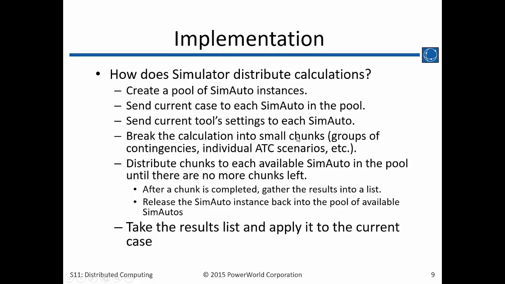You can tell it, for each type of problem that can be solved with the distributed computing, how big the chunk is. So 10 contingencies, for example, per process will go out. When a chunk is complete and sent back to the master process, then the master process will send out another chunk to the same processor. And it'll just keep doing that until everything is done.